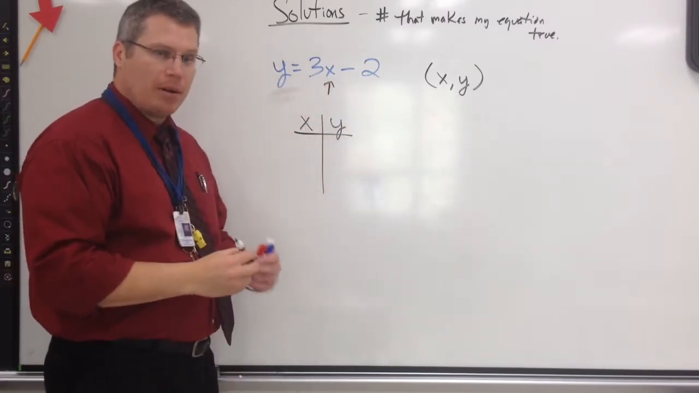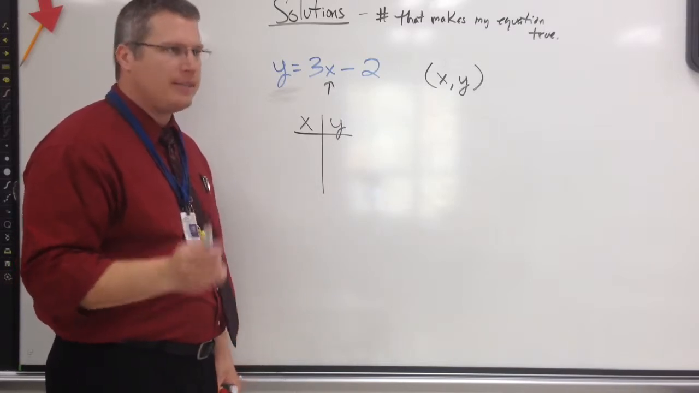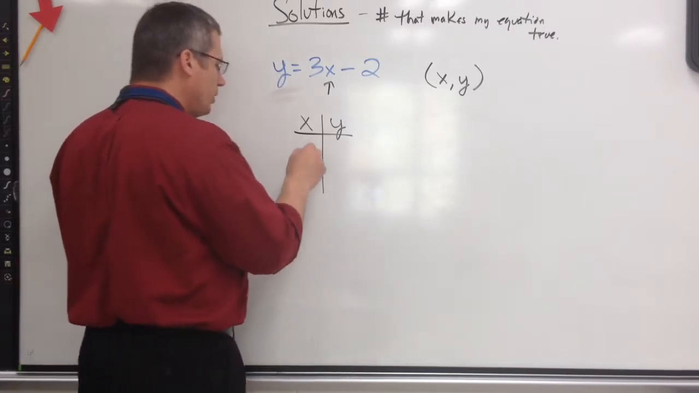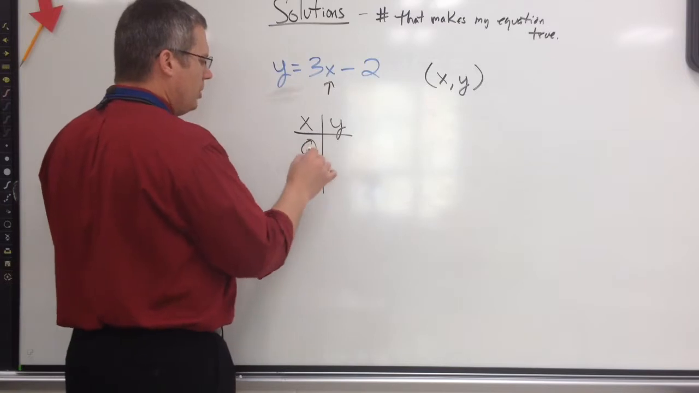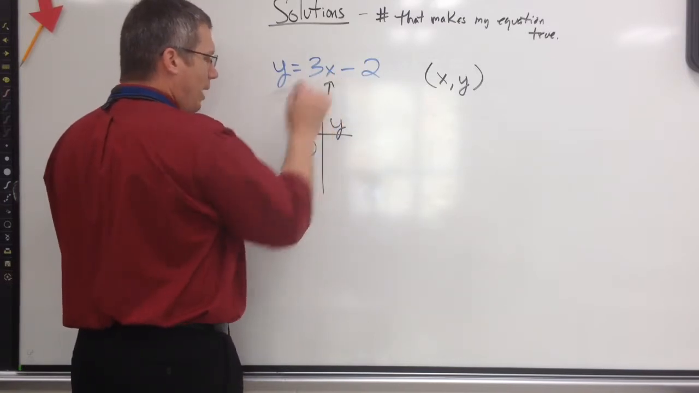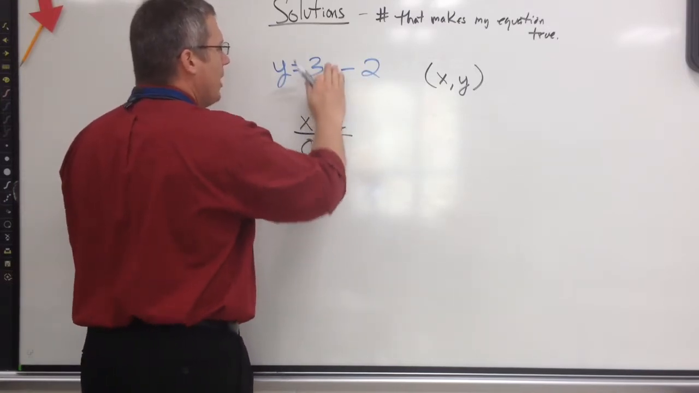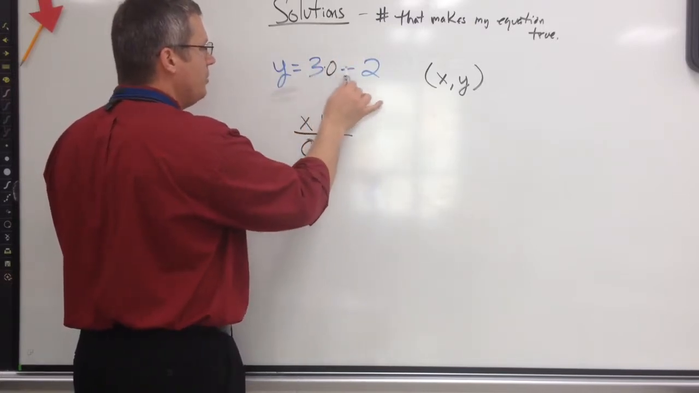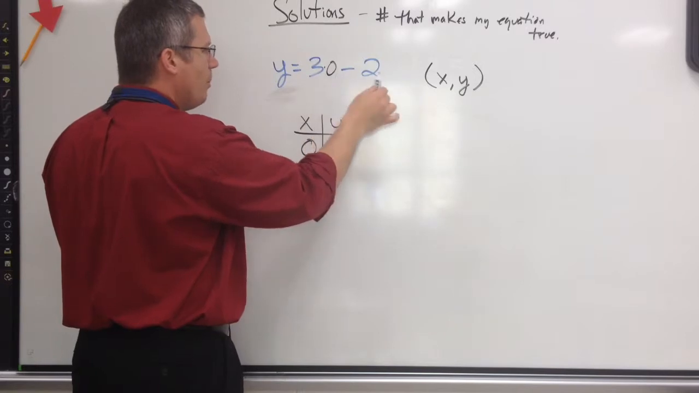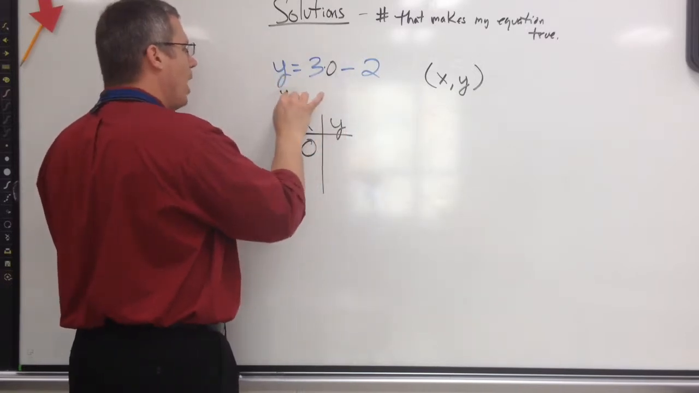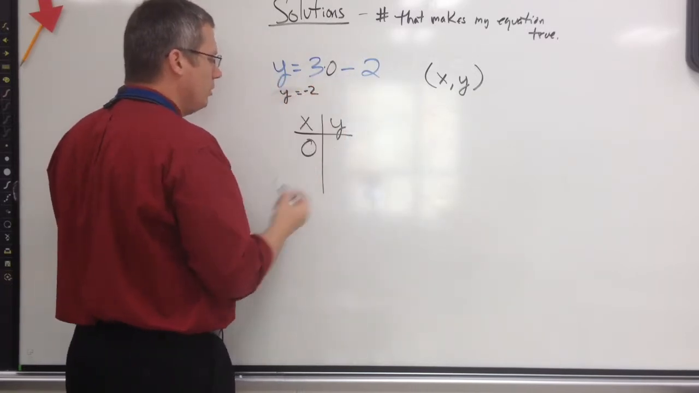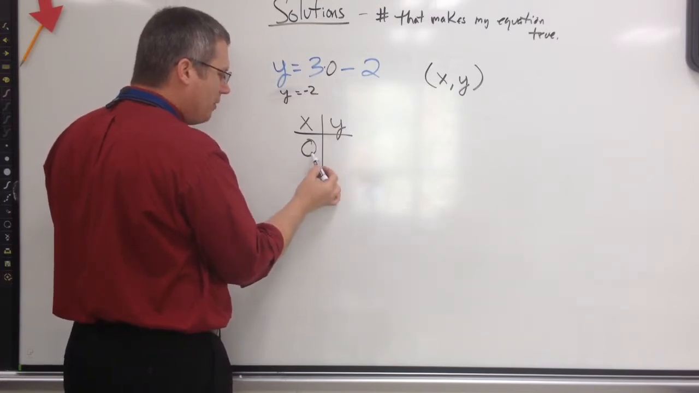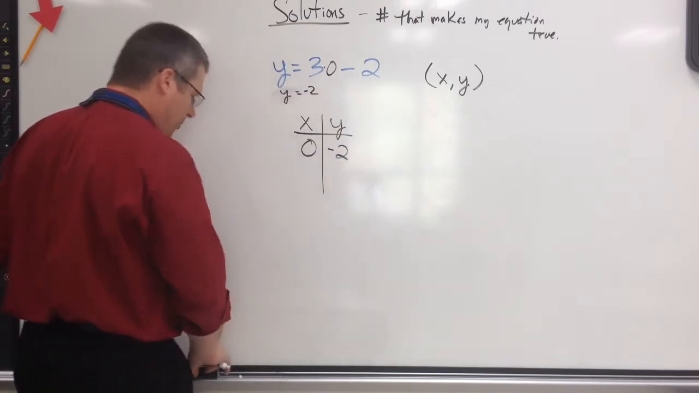You get to pick a number. Now think about it. What's the easiest number to pick to calculate with? Let's go with 0. 0 for X. So I'm going to erase the X and do order of operations. 3 times 0 minus 2. Oh, that's 0 minus 2. So that means that Y is equal to negative 2. So in my table, when I put 0 in for X, I get negative 2 as the response.